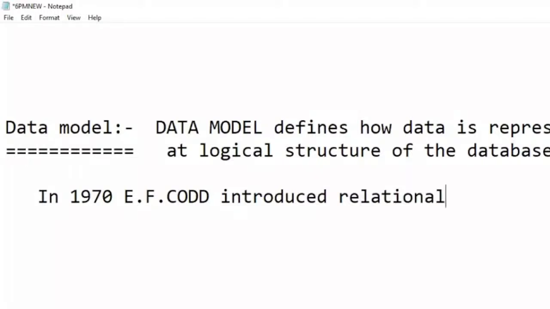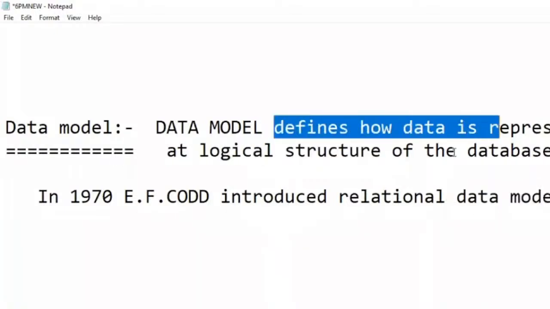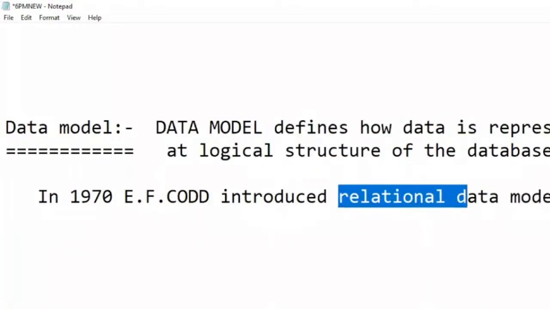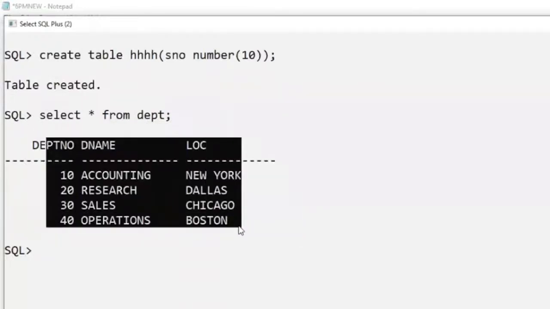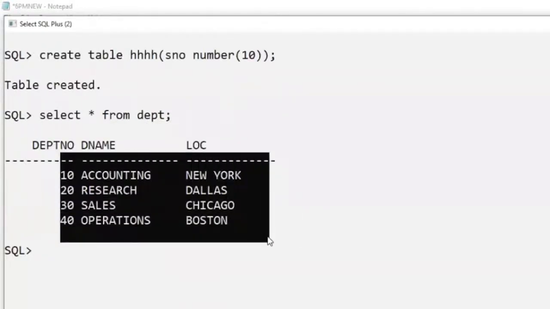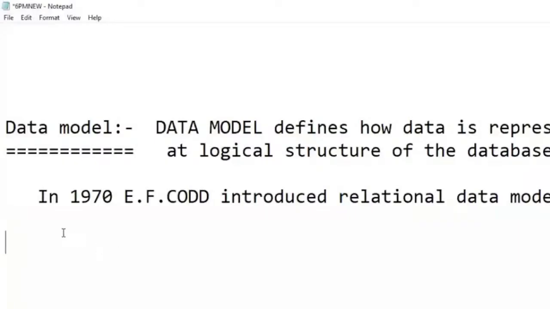Okay, so in 1970, E. F. Codd introduced the relational data model. Relational data model means what? What is the logic in a logical structure? How is data represented? Yes, relational data model means in a logical structure. This is a logical structure, this structure is not visible in the operating system. In this logical structure, data is represented in the format of rows and columns. That is nothing but two-dimensional tables.